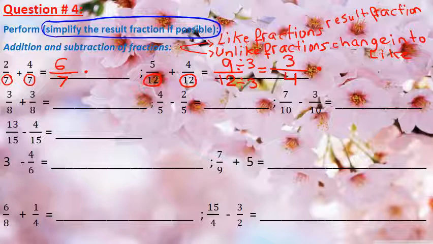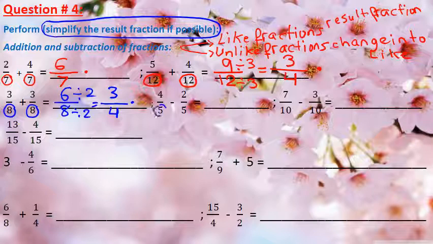3 over 8 plus 3 over 8. Denominator is 8, denominator is 8. So like fractions, we directly get the result fraction, denominator 8. 3 plus 3 is 6. 6 over 8, we can reduce both terms of the fraction by 2. 6 divided by 2 is 3, and 8 divided by 2 is 4. 3 over 4 is an irreducible fraction.